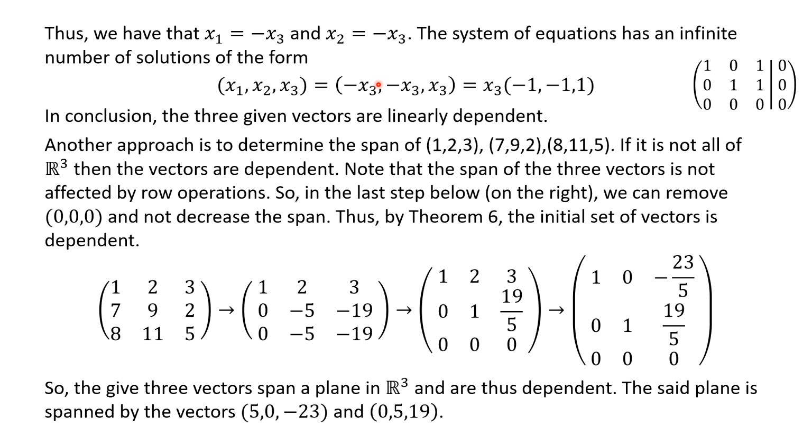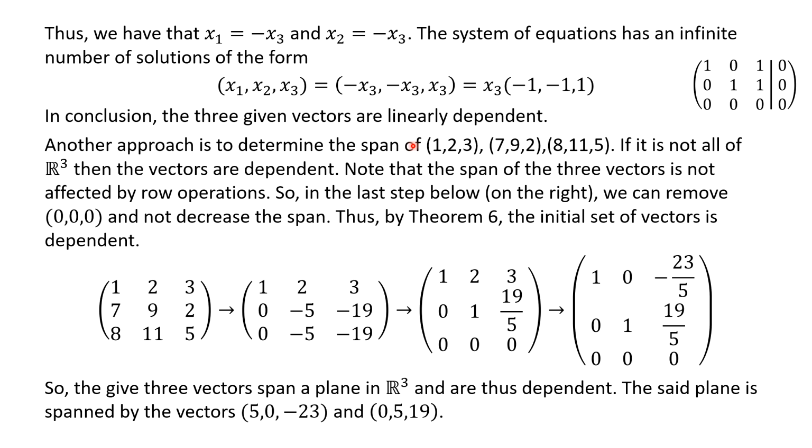Then if we take the vector x sub 1, x sub 2, x sub 3, and we substitute these values in, we get this here. And we can factor out an x sub 3. Basically we've determined that our initial system of equations has an infinite number of solutions, all multiples of the vector minus 1, minus 1, 1. Non-zero solutions, I should emphasize, and so that means the initial set of vectors is linearly dependent, and that gives us the answer to our problem.